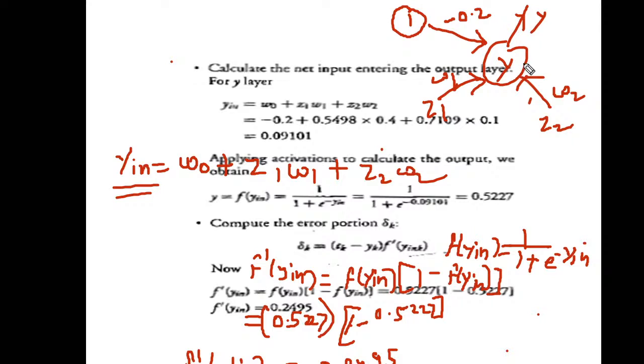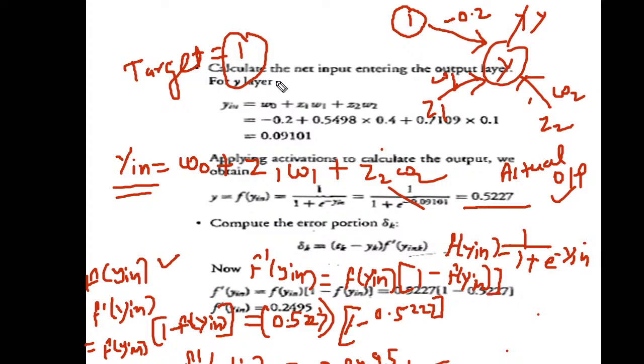So we calculated first f of y in, then we substituted inside the function, that is 1 upon 1 plus e raised to minus x, and we got y. So that is the total f of y in. After getting this, we are also calculating f dash of y in. The f dash of y in formula is very simple, it's f of y in times 1 minus f of y in. After substituting the values, we got f dash of y in as 0.2495, with f of y in being 0.5227.